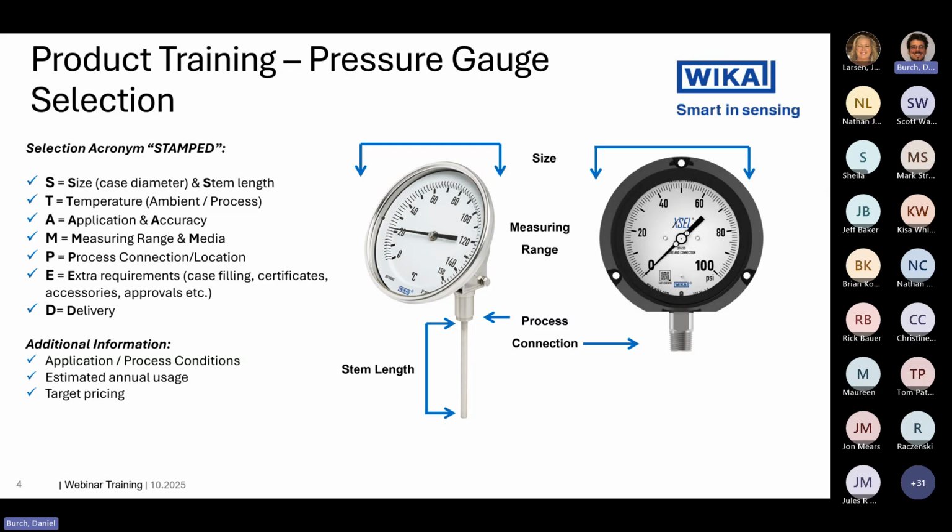Again, covering the additional information, the conditions, the estimated annual usage. Is this going to be a one-time order, or are we looking at thousands of pieces a year where perhaps we need to do some adjustments to fit those needs? And then again, target pricing. So that is going to cover your STAMPED acronym, to where as long as you have that information, we should be able to hone in each and every time and get you the right gauge for the job.